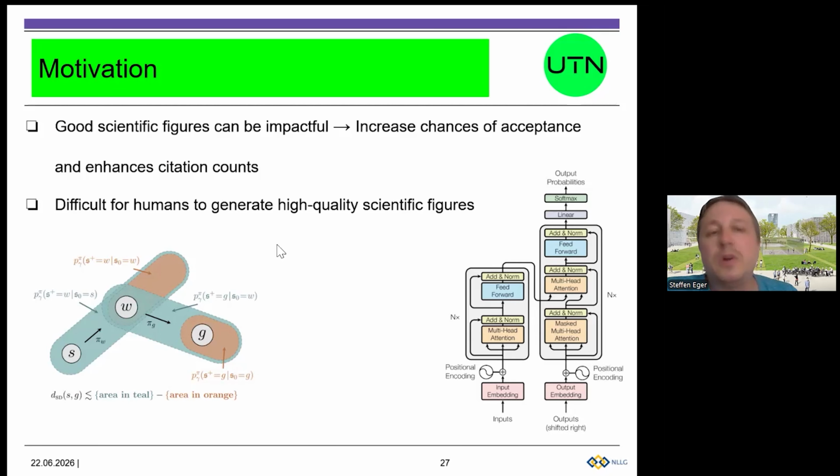On the other hand, making good figures is also difficult and time consuming for humans, right? Like getting such high quality figures as here and maybe arguably also on the right hand side may cost humans hours, maybe days to produce. So if we would have an automatic system, that could really reduce our costs.